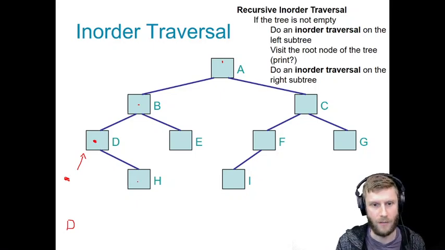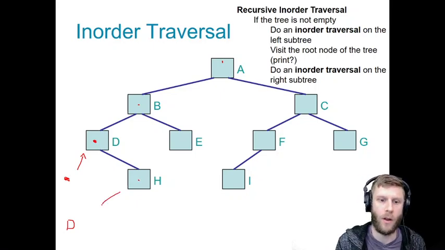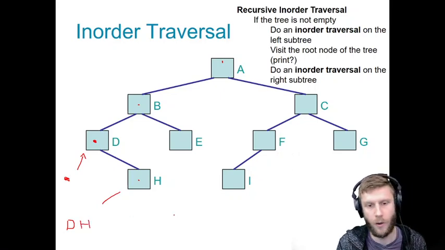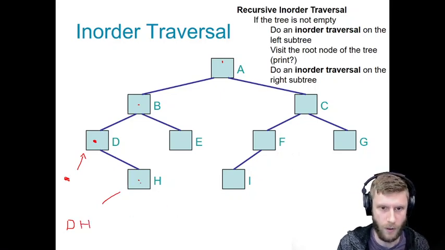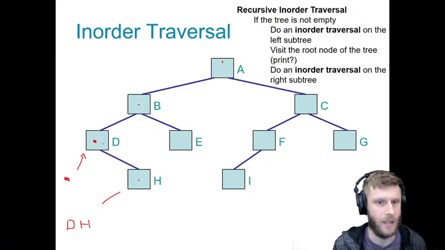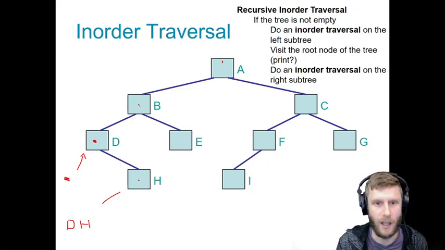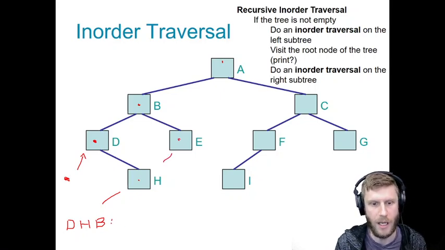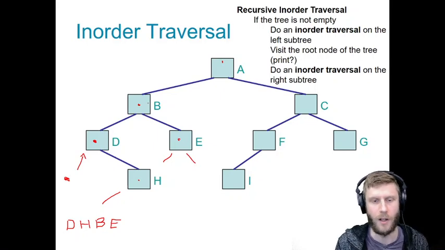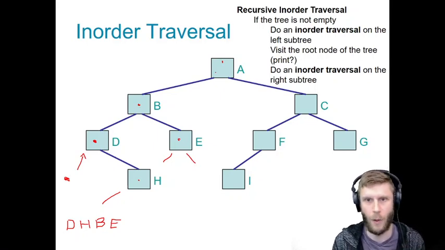Then we go to the right. Then we go to the left, nothing there, print out H. Go to the right, nothing there, return, return. Now we're done with D's right, so we're done. We go back here, and now we can print out B. And then we do this on B on the right. We're here, go to the left, nothing there. Print out E, go to the right, nothing there, return to B. B is now done, we return to A.